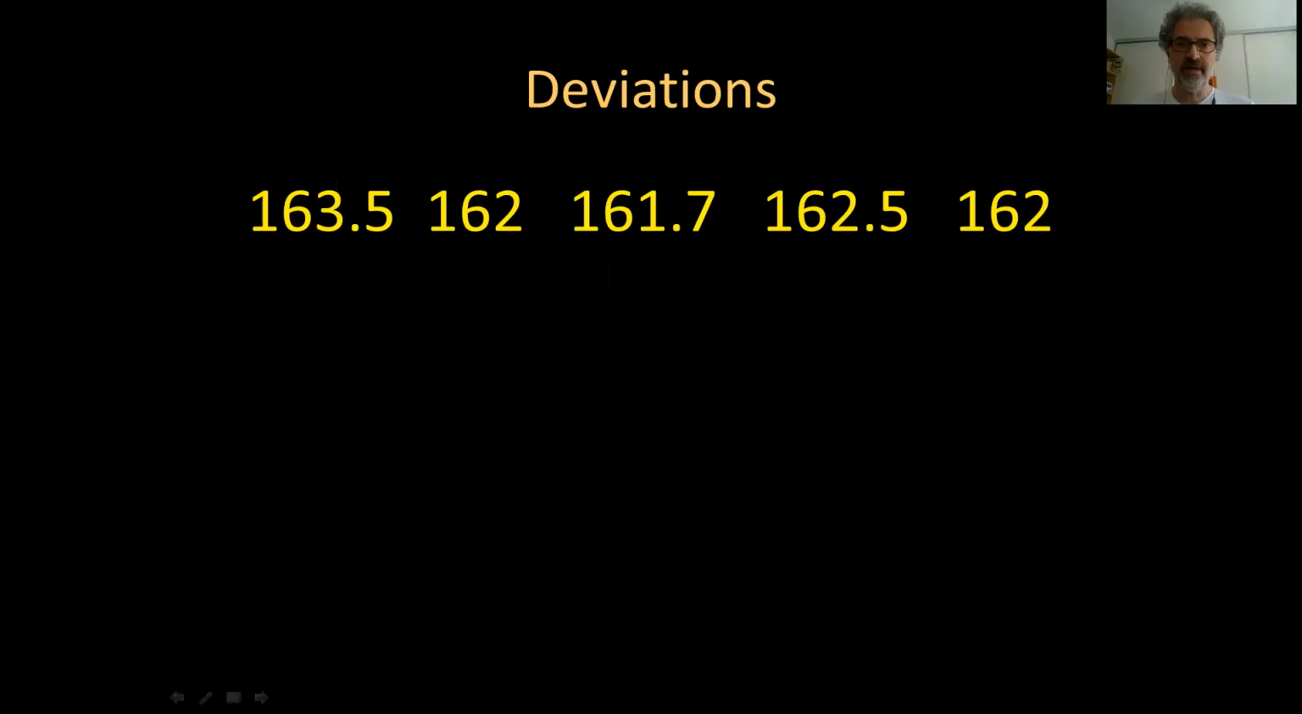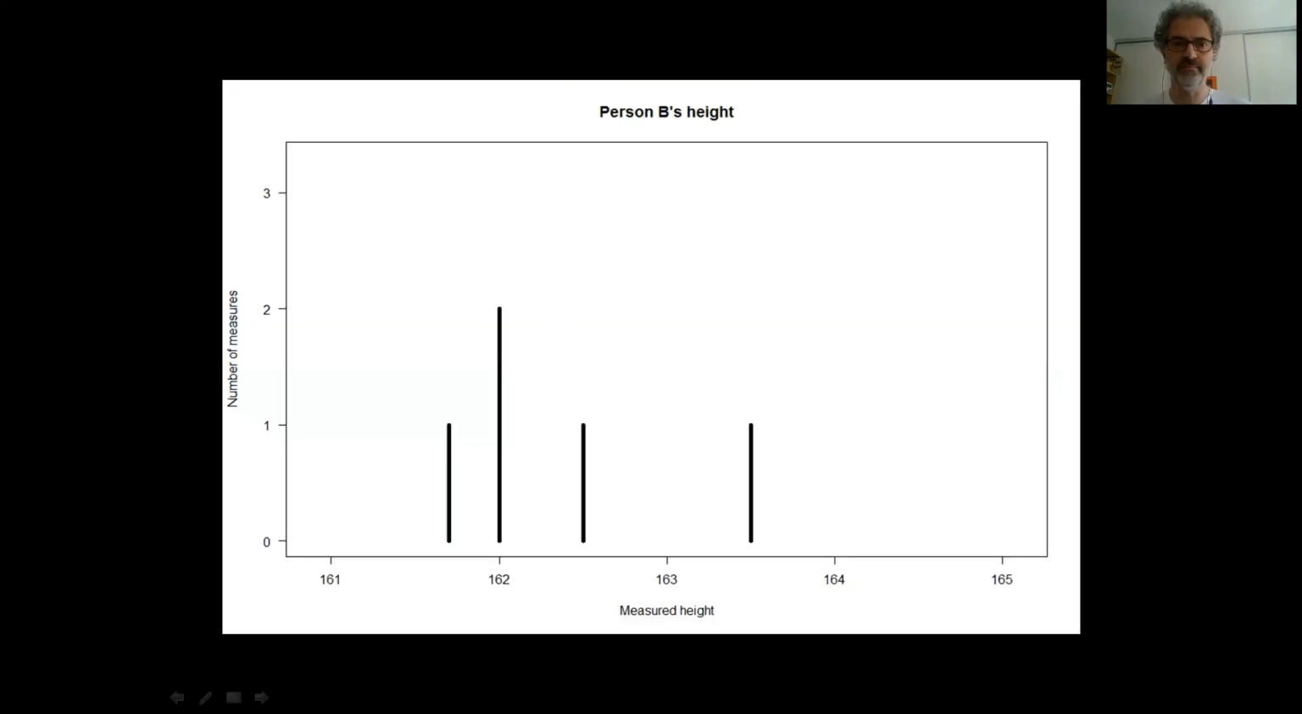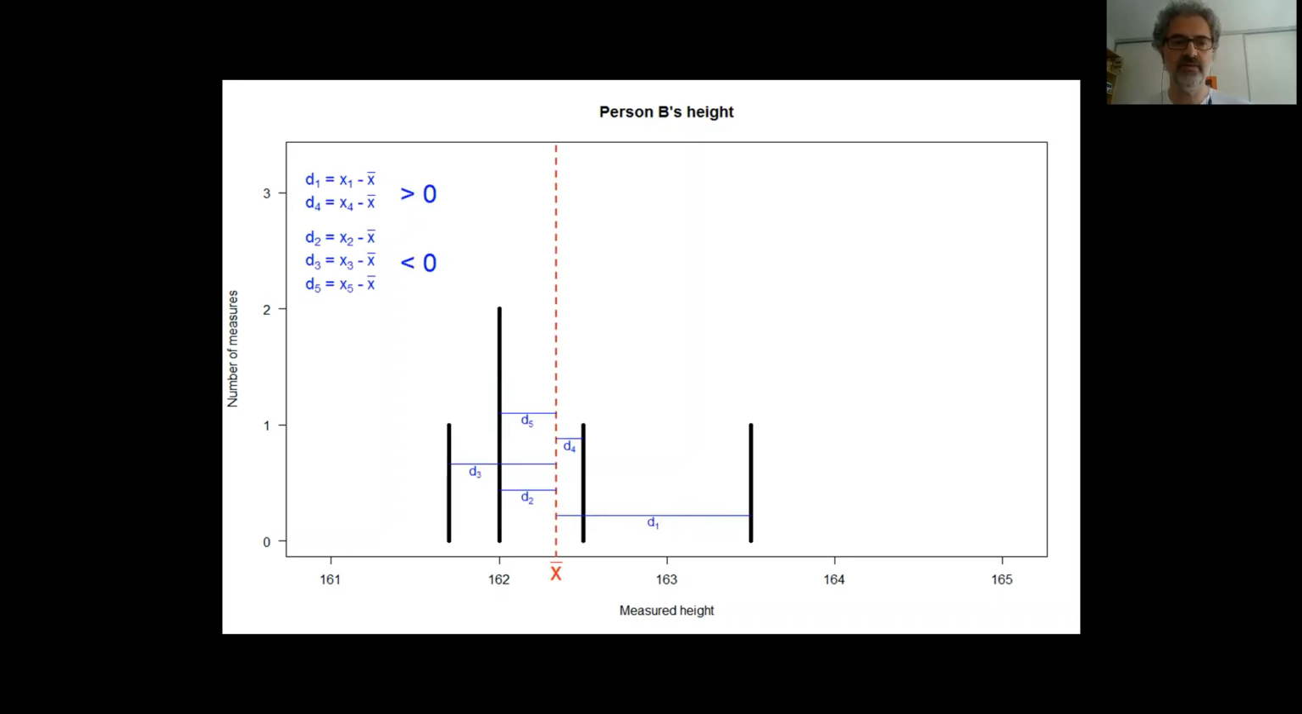There is, however, a different way to think about variability in the data. And this is, again, based on deviations. Deviations, if you recall, are the distances of measurements from the mean. So if we go back to our graphical display of our 5 measurements, we can also add the actual mean and its distances from the specific measurements.